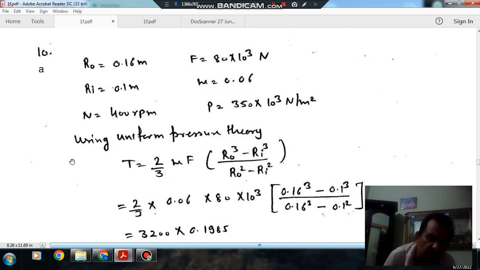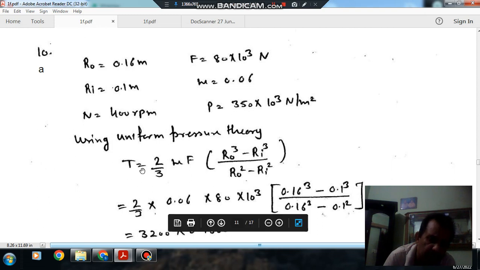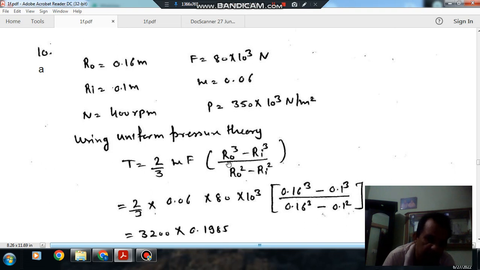In uniform pressure theory, the torque transmitted is given as 2 by 3 mu W, bracket r naught cube minus r i cube, divided by r naught square minus r i square. Now the load is 80 kilonewton or 80 into 10 power 3, and mu is 0.06. And r naught and r i are also given.